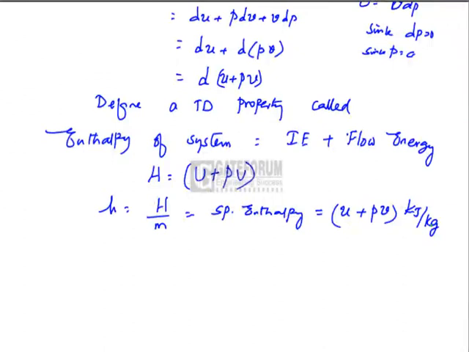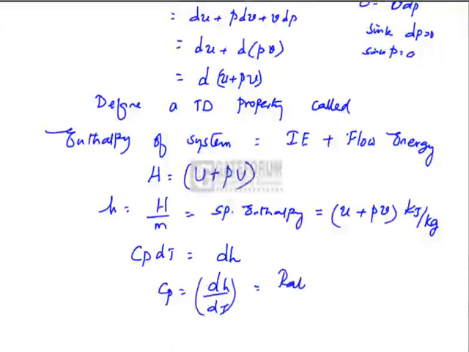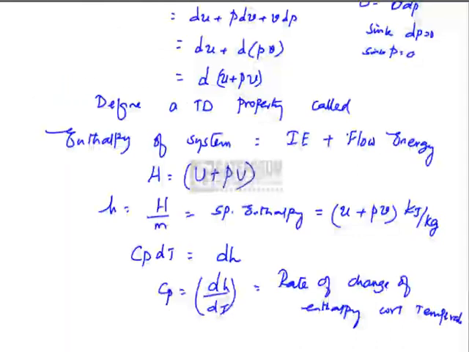U plus PV. So coming back to the first law, for a constant pressure process, Cp dT is the differential increment in enthalpy. Hence Cp can be written as dH by dT, the rate of change of enthalpy with respect to temperature. That is the definition of specific heat at constant pressure. Cp is defined as the rate of change of enthalpy with respect to temperature of the gas.